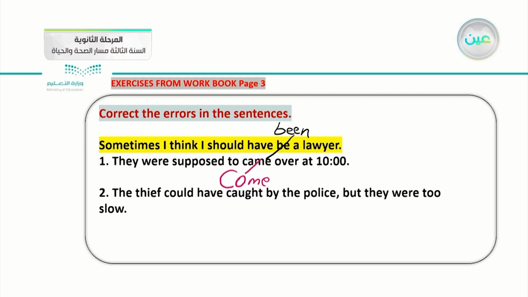The thief could have caught by the police, but they were too slow. What do you think the error is? We should complete it as a passive form. So the thief could have been caught by the police, but they were too slow.